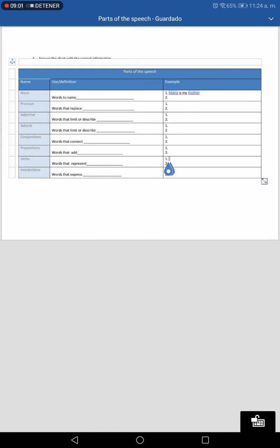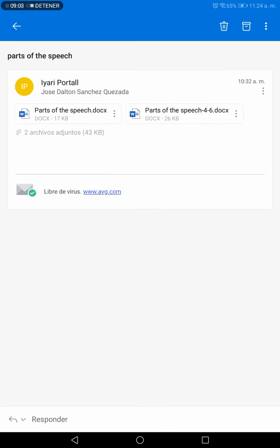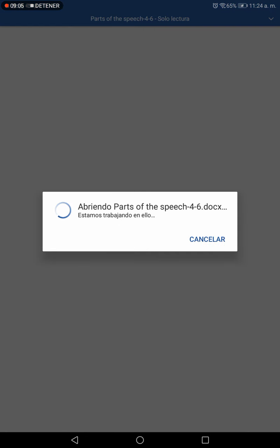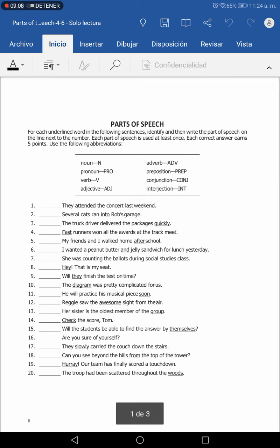The second exercise will be this one. This second exercise says, well, you have to choose the correct part of speech for the word that is underlined in each of the sentences. For example, in the first one, the word underlined is attended. So attended, is it a noun, a pronoun, a verb, an adjective, an adverb, a preposition, conjunction, or interjection? So if you decide that it's a noun, you only have to write N.